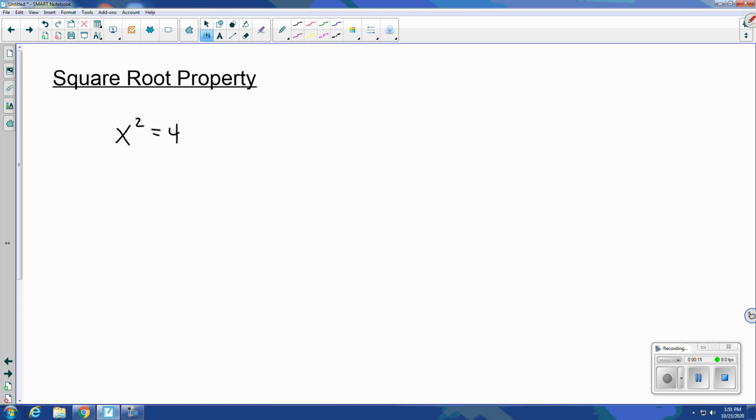What this equation is asking you to find is what number squared equals 4. Well, you may be able to think of one. If I square 2, that will equal 4. But if I also square negative 2, that will equal 4, because when we square something, we're multiplying it by itself, and negative 2 times negative 2 creates that positive 4.